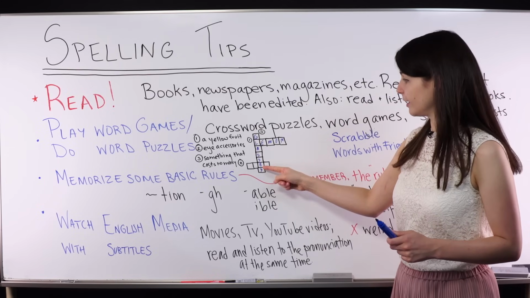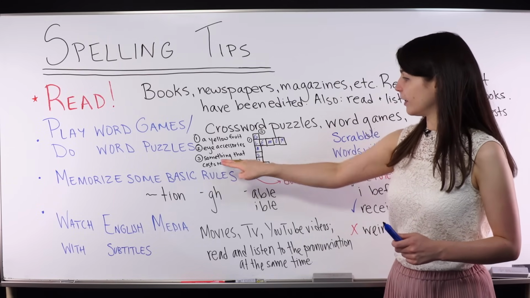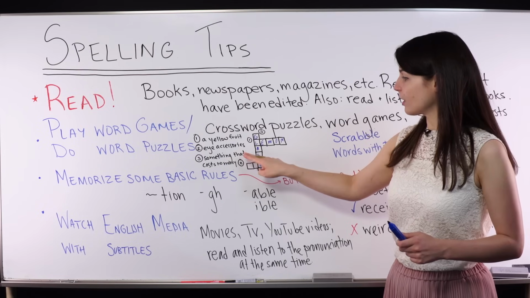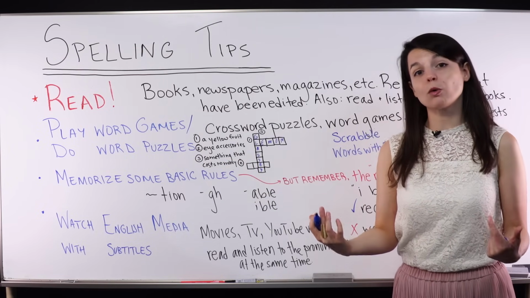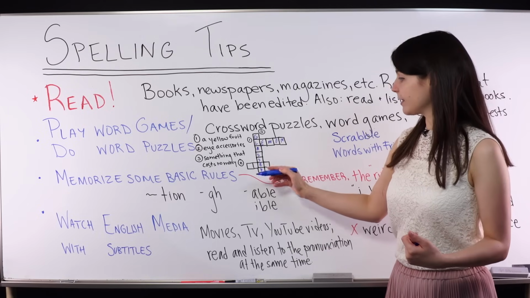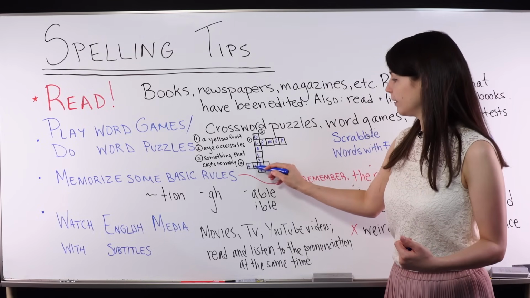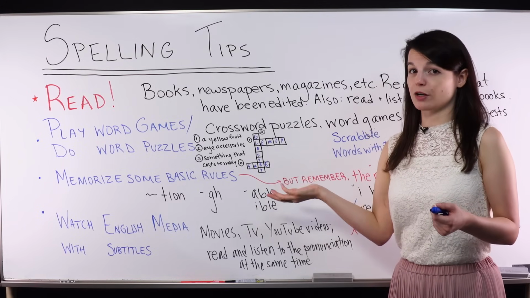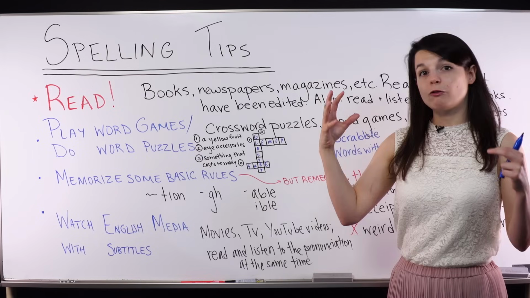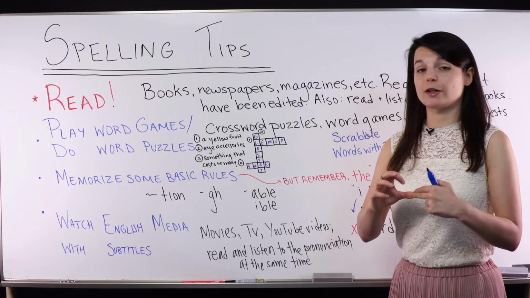So glasses is here. Finally, the last clue down here, the clue is something that costs no money. So a word we can use to describe this is free, F-R-E-E. So this is a very simple example of a crossword puzzle, but your job is to fit the different vocabulary words together.